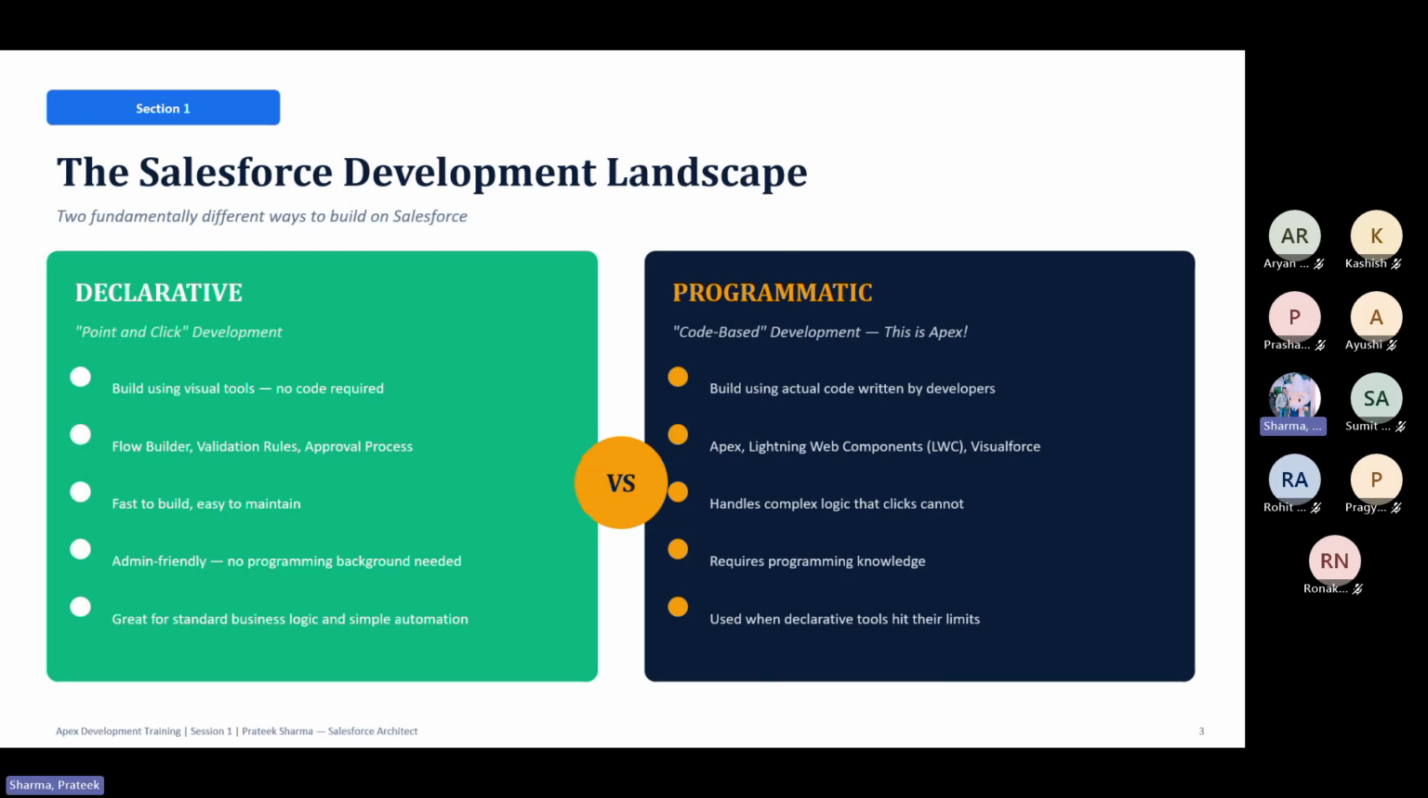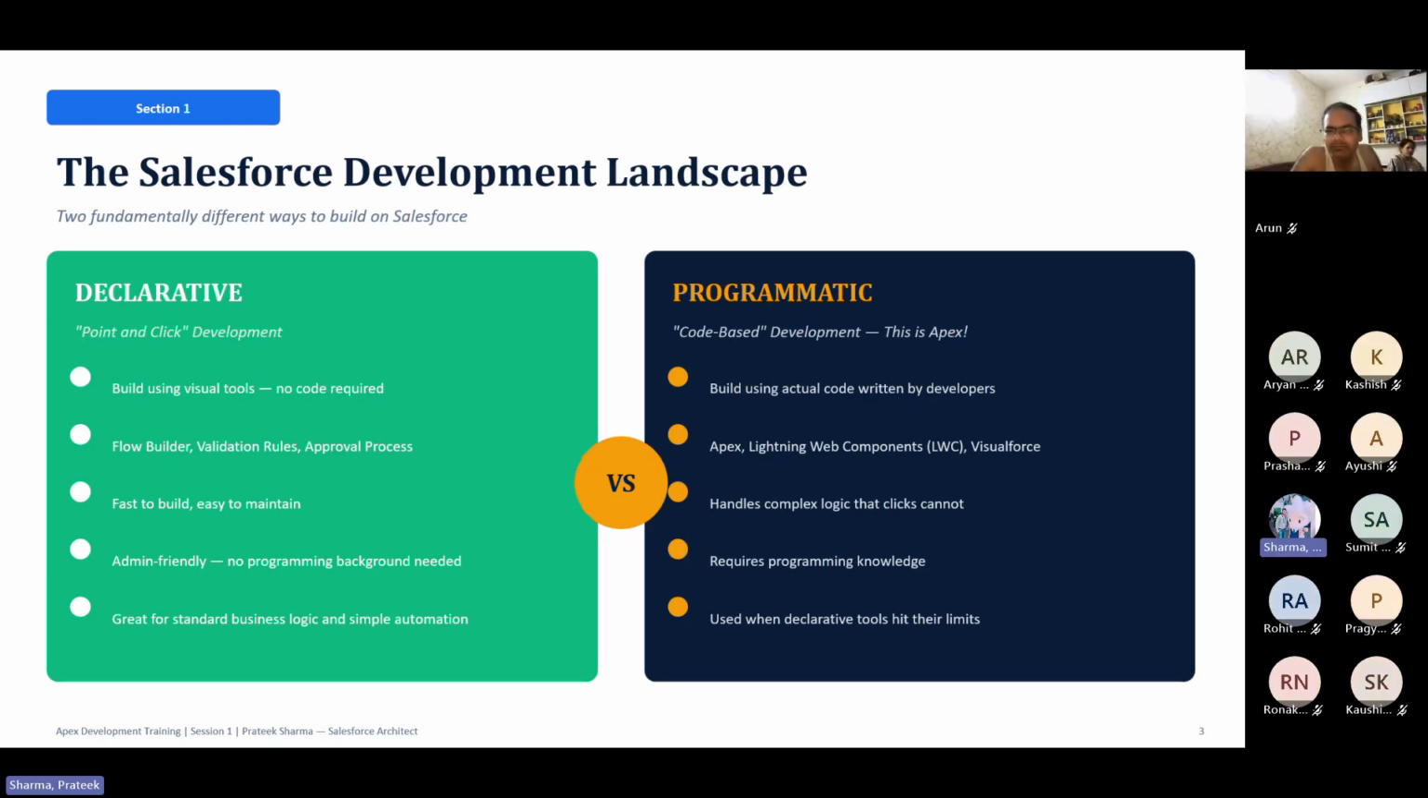So developers will write Apex code. It is divided into two parts. One is Apex, and the second one is Lightning Web Component. First we will discuss Apex, and then later on we will switch to Lightning Web Component. There is a legacy UI environment also, so that will also be discussed in this course.